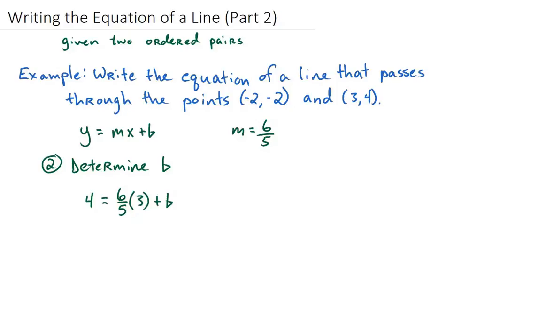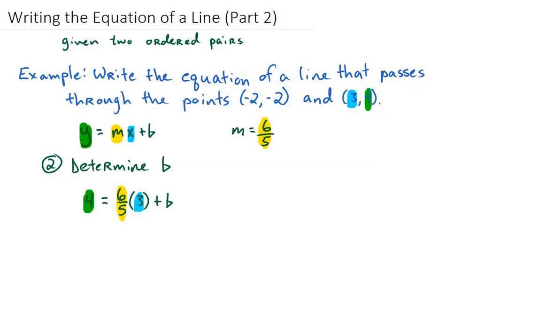Now I want to make sure you know where all that's coming from. The 6/5 I plugged in for the m in the m slot. The 3 was the x coordinate of the ordered pair I chose, and I plugged that into the x in the equation. And the 4 was the y coordinate, and so I plugged that into the y for the equation. Once I get everything plugged in, I'm trying to determine b, so now I have an equation with only a b variable, which means I can solve for it.